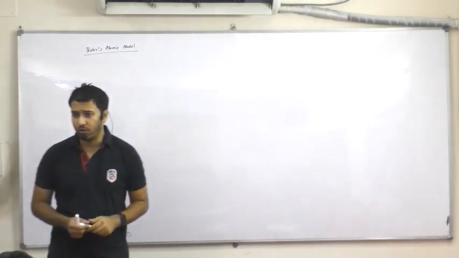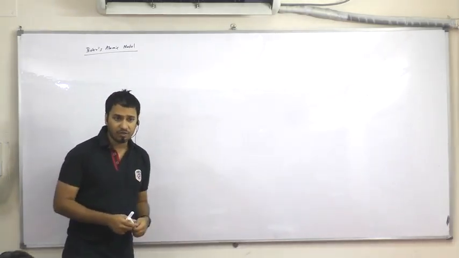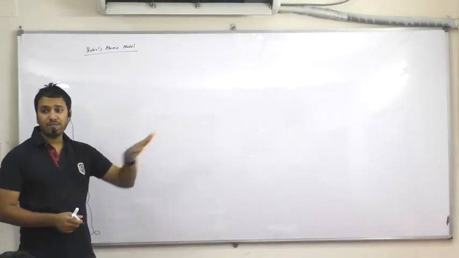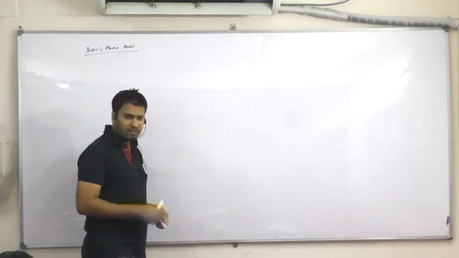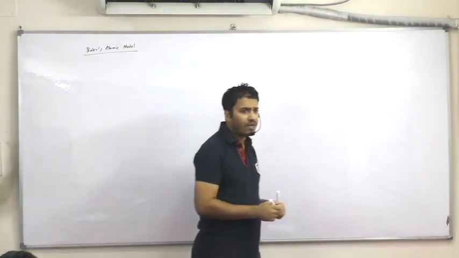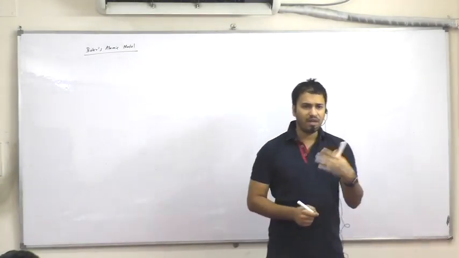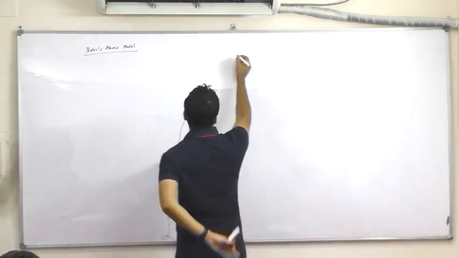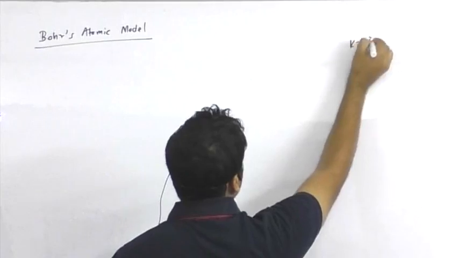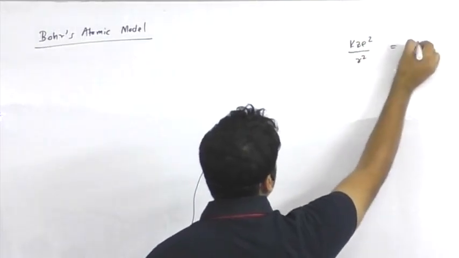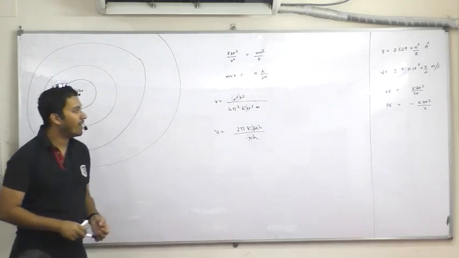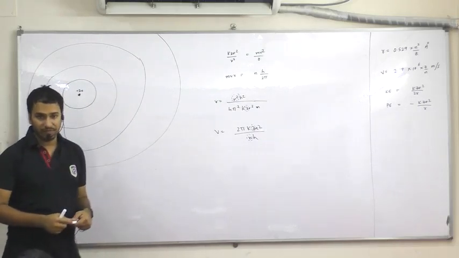The first equation which we wrote over there was the force balancing equation. The electrostatic force of attraction between the nucleus and the electron is balanced by the centrifugal force. The centrifugal force, I gave you the simple formula for that as mv square by r. The derivation of this formula is later on in physics, right? So the first equation which we had was kze square by r square is equal to mv square by r.